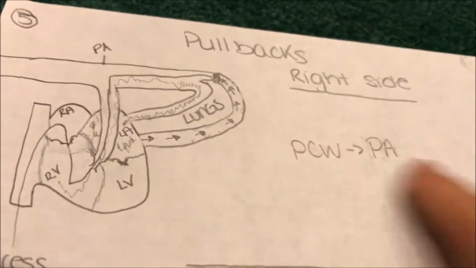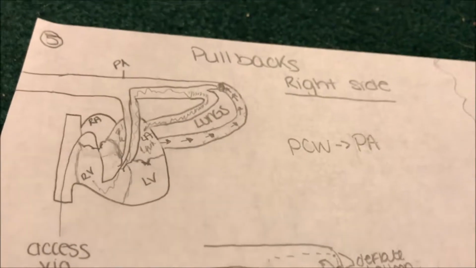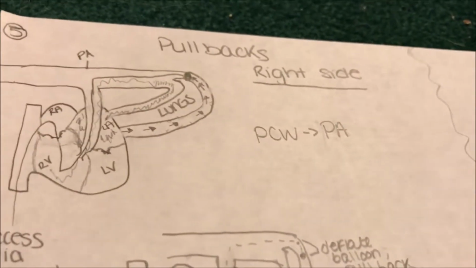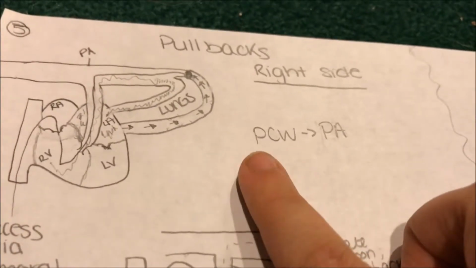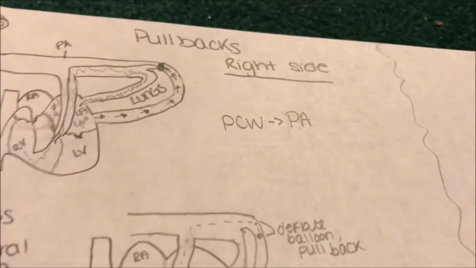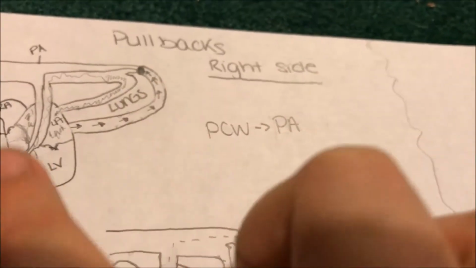Now, you are going to pull it back. This is called the PCW, which is also the left atrial pressure. PCW stands for pulmonary capillary wedge, because you are in a pulmonary capillary. We wedge it, therefore we get the left atrial pressure.